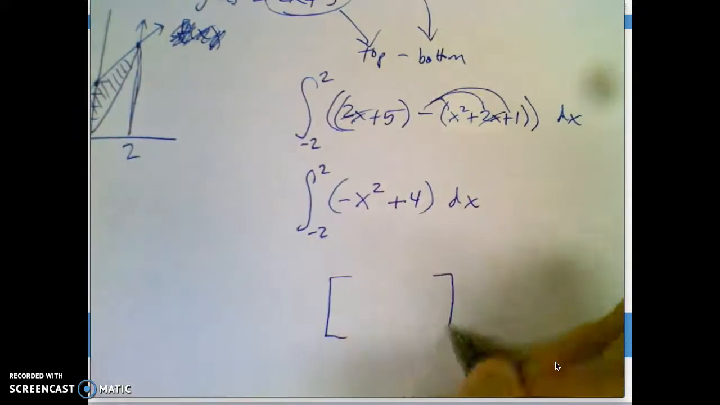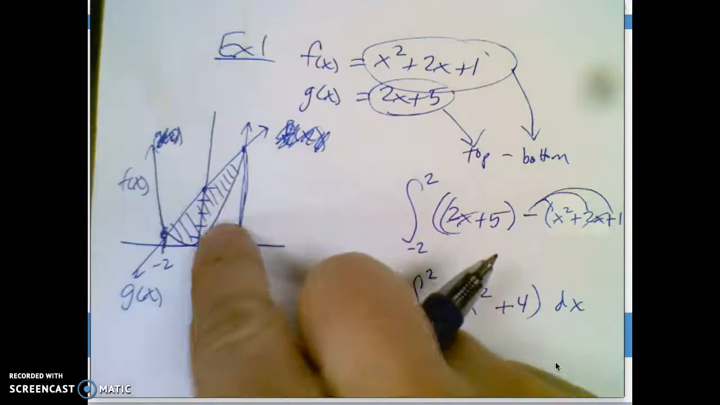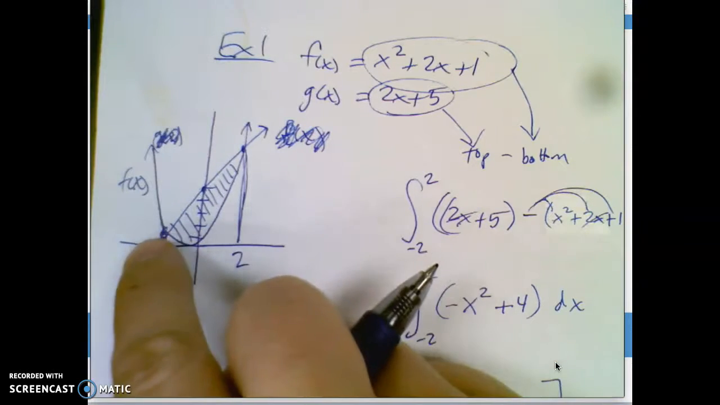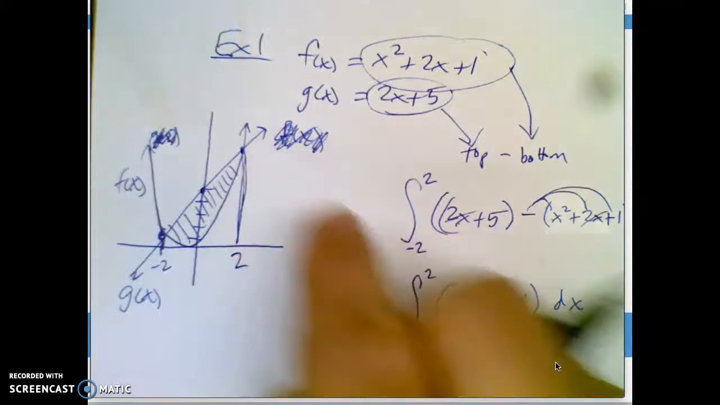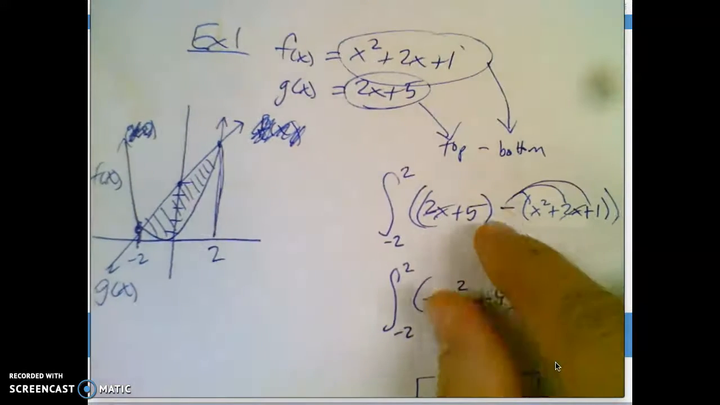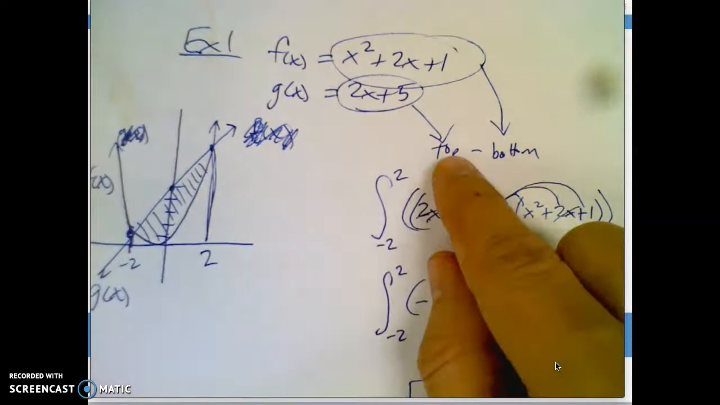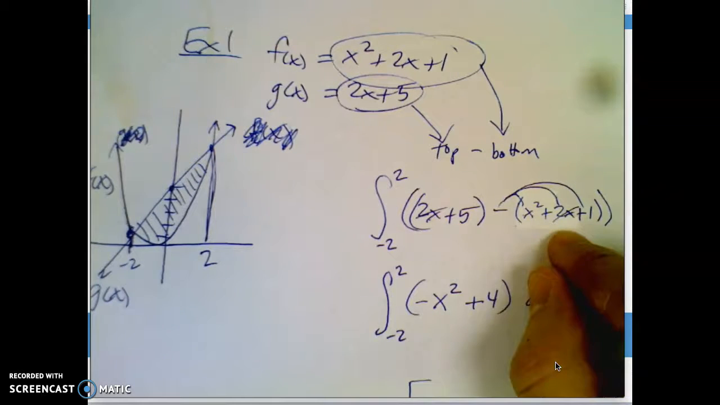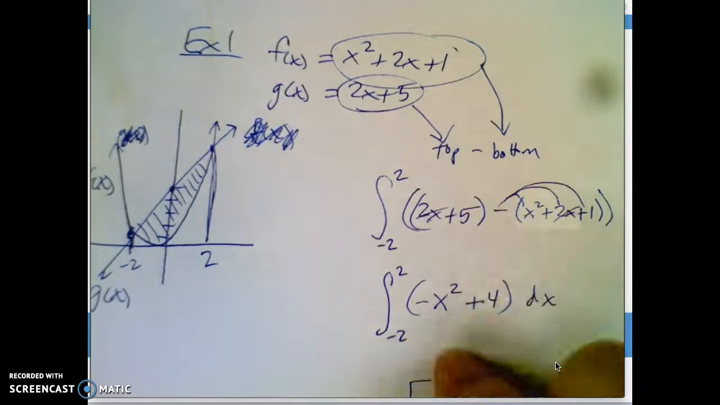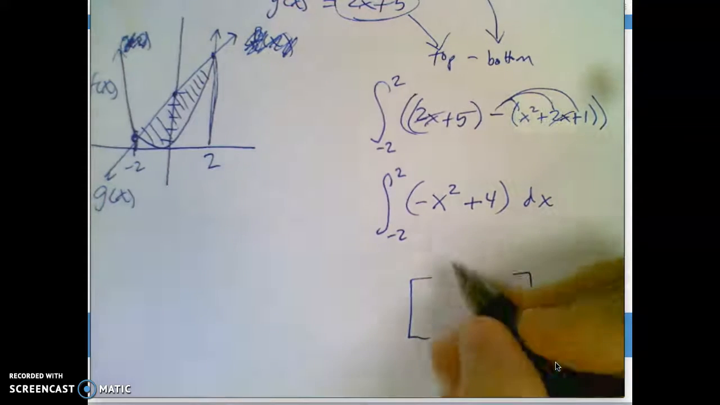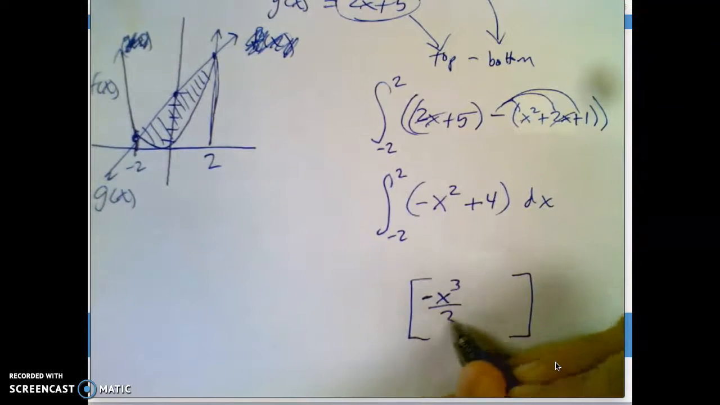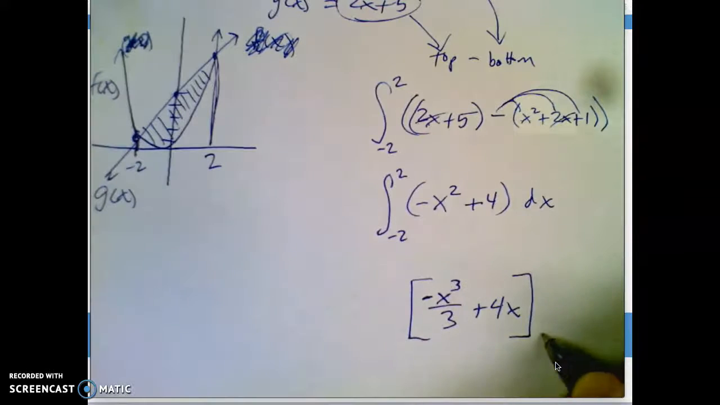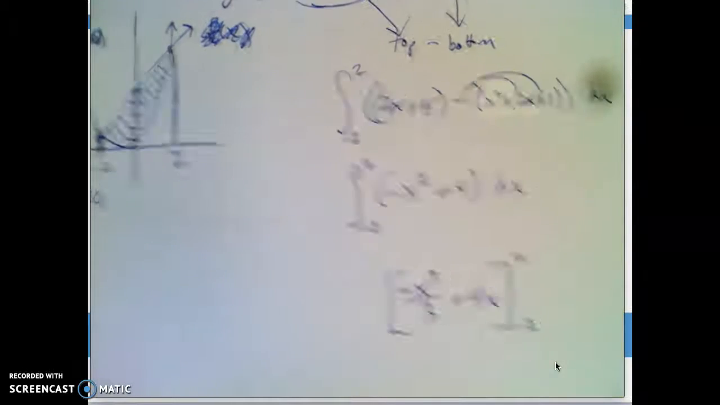So you just take its integral. So the hard part of these is the setup. You have to draw a picture. You have to notice where it starts and where it ends, but you make your calculator do the dirty work for that. And then you have to make sure that you do the function that's on top minus the function that's on bottom, and don't screw up your combining like terms. After that, it's easy. Like -x to the third over 3 plus 4x evaluated from -2 to 2.